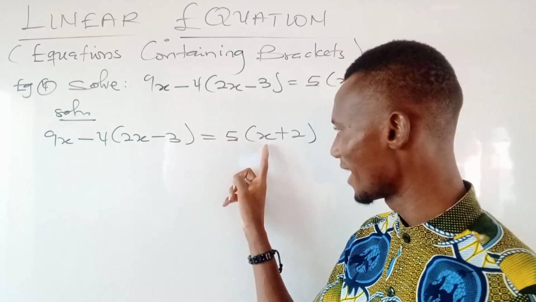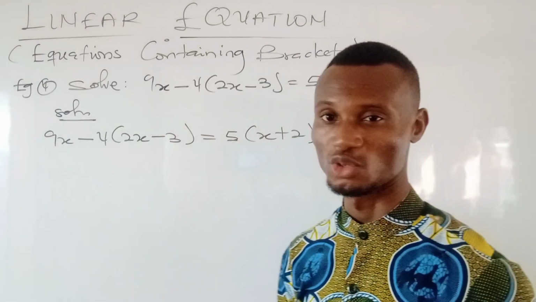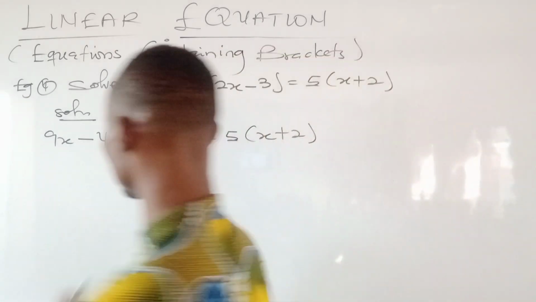So the 5 will multiply this s, and the 5 will multiply this positive 2 as well. So that is how we remove the bracket. Then we go ahead and solve. So let's do it together.